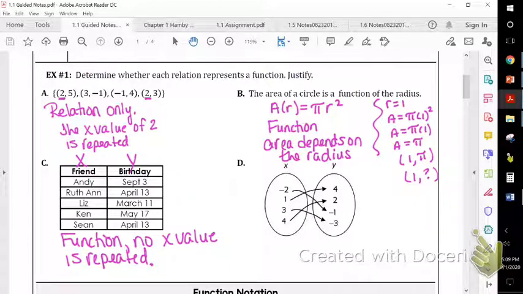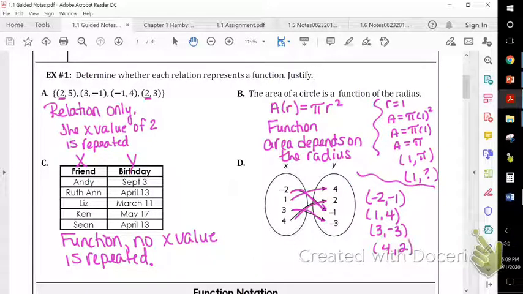And then D. D is what we call mapping, okay? And so we map from the first oval to the second one. So if you look at here, what this is saying, if you notice, it goes from -2 to -1. So it's saying this is an ordered pair. 1 to 4. 3 to -3, and 4 to 2. And so if you look at them, you can tell the x is not repeated, therefore this is a function.